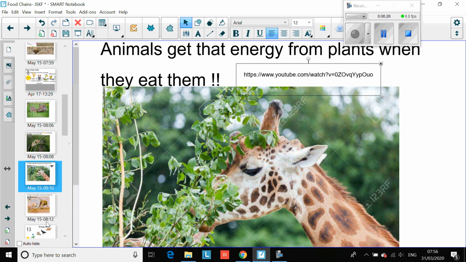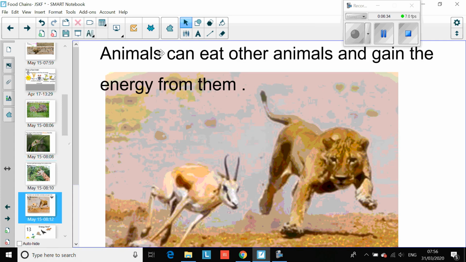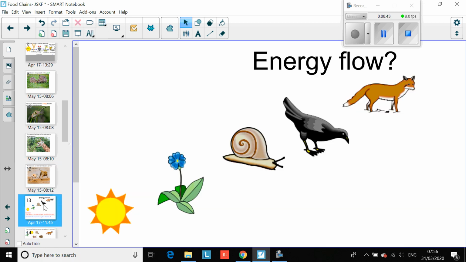But when those animals that eat that producer, that plant, get eaten themselves, okay, animals can eat other animals and gain the energy from them. Okay, so here we have an example of a simple food chain.